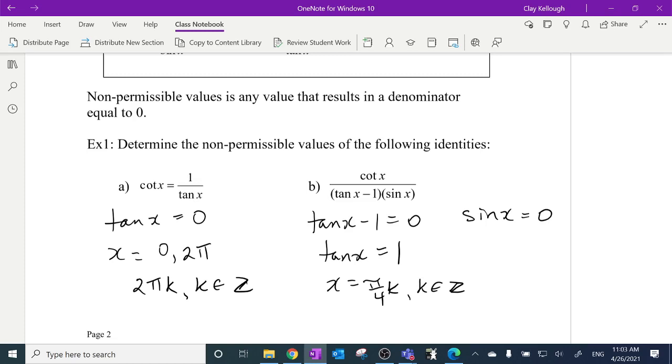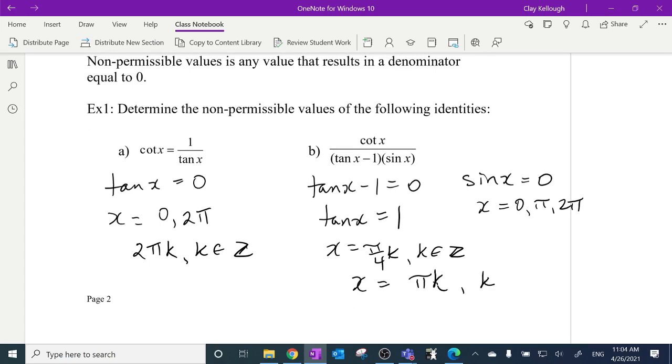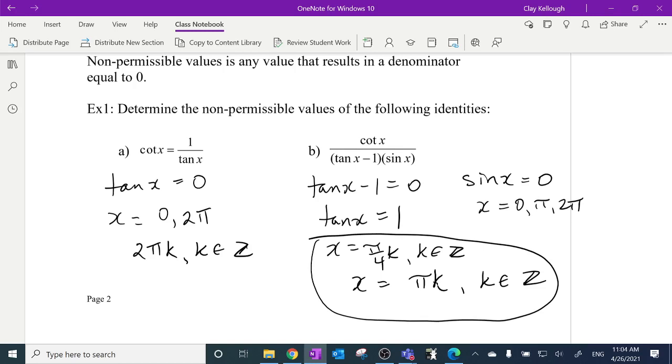How about sine of x equals 0? Well, when is sine of x equal to 0? Sine of x equals 0 when x equals 0 or pi or 2 pi. So I would say when x is equal to, how about pi times k, where again k is an element of all integers. So this would have non-permissible values for these values here. This would have non-permissible values for this value here. Okay, so that's non-permissible values.